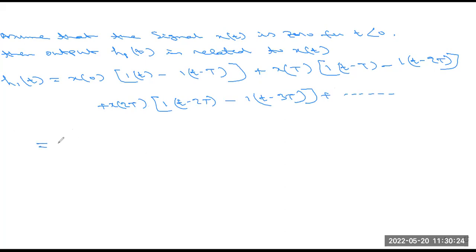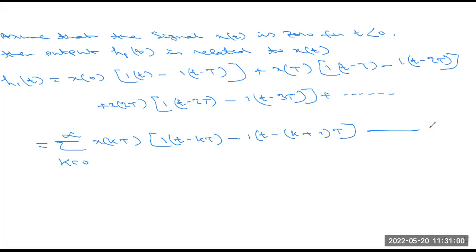So now we write this equation as the summation of k is equal to 0 to infinity x of kT into 1 of t minus kT. This k changes for different values of k, minus 1 of t minus (k plus 1) into capital T. So this is basically the equation number 1.